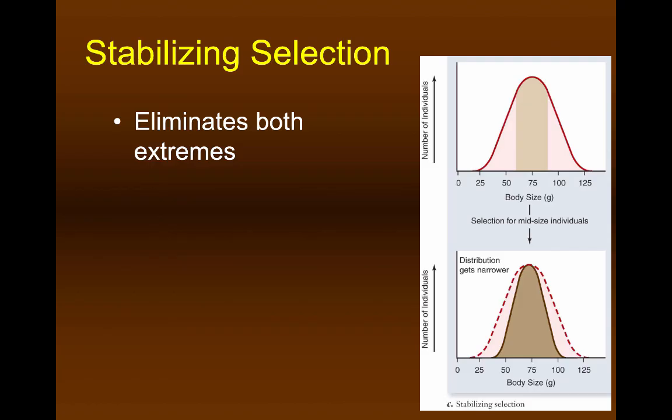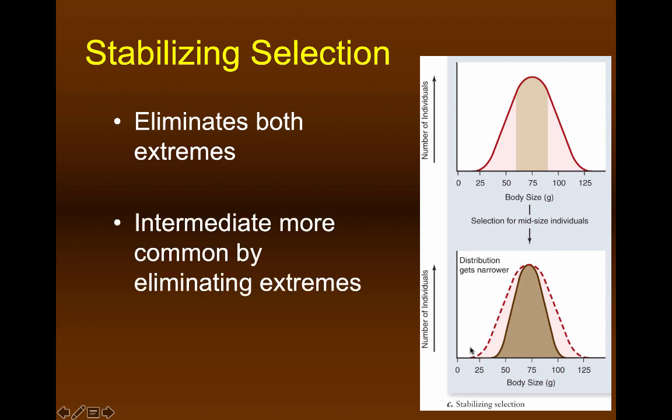The last example we're going to talk about is actually a human example, an evolutionary example in humans. In this case, we're going to have both extremes removed from the population, or at least decreased in abundance in the population, and we're going to favor those that are in the middle. So we're going to take our bell-shaped curve that's relatively broad, and we're going to make it skinnier by taking out the really extreme outliers in the population.